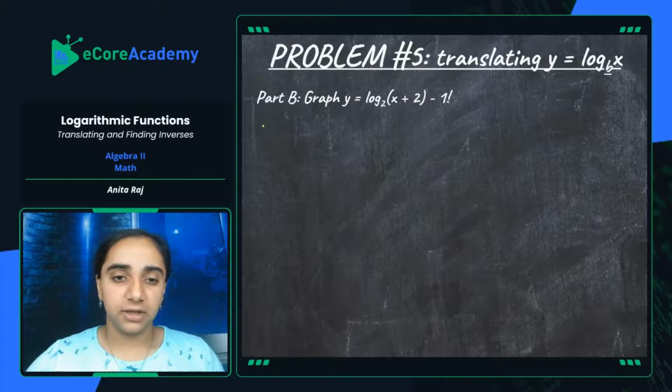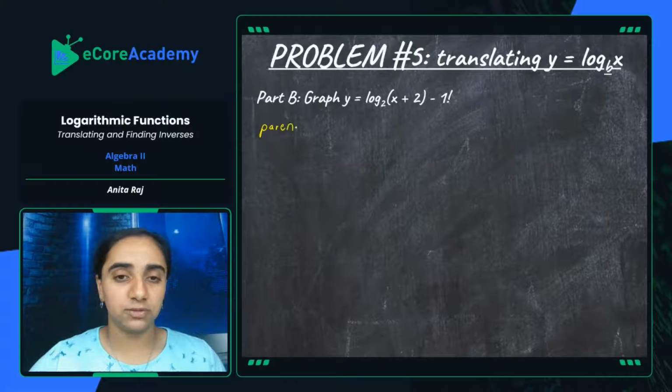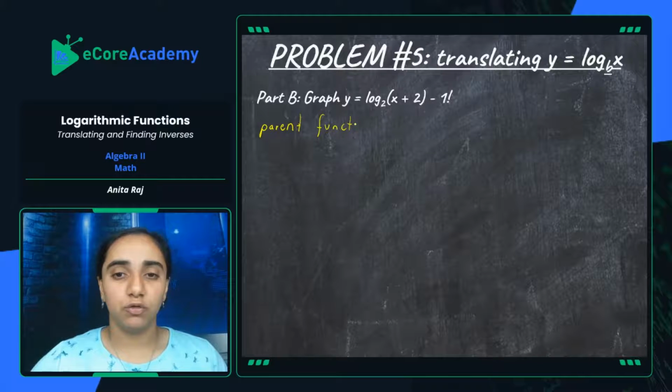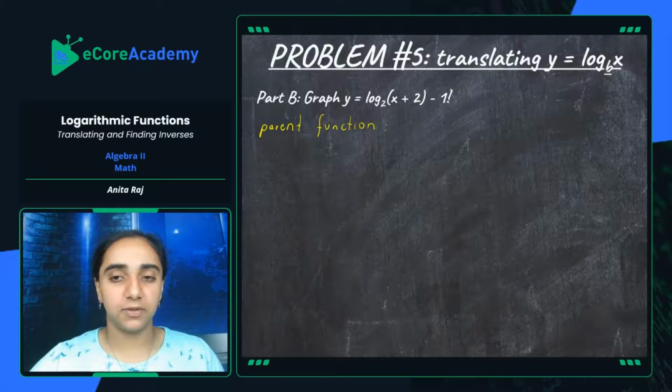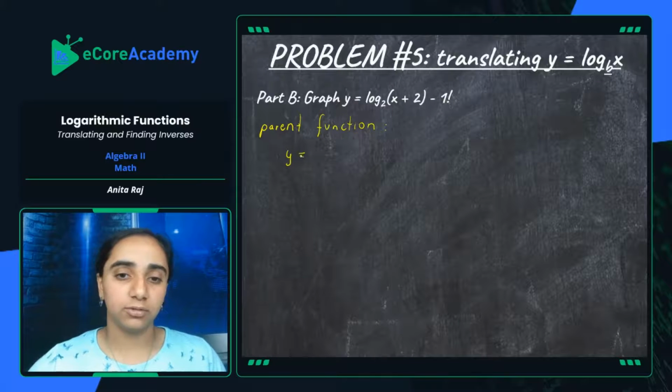First, in any of these graphing problems where you see a translated log function, you always want to identify the parent function. In this case, the parent function, if we remove all that, if you want to think of it as excess, you can get rid of this x plus 2 and then this negative 1 and just leave us with y equals log base 2 of x.